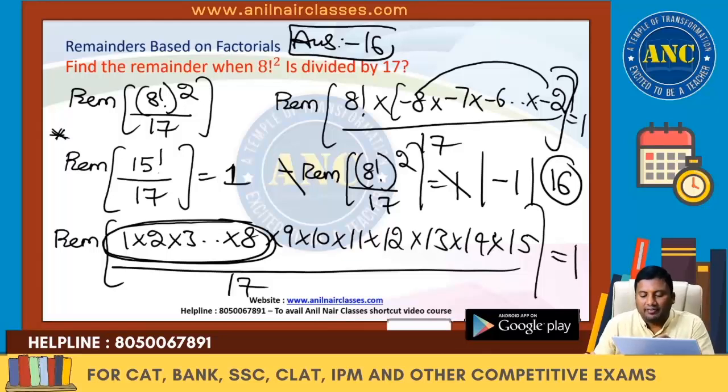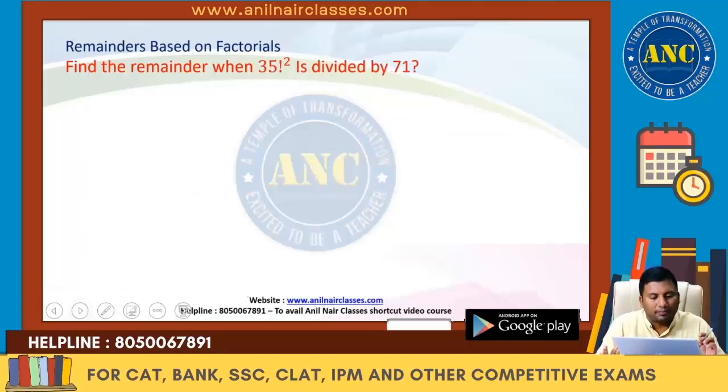a negative sign. 8 factorial into 8 factorial, 8 factorial. Minus is outside. If I multiply by minus 1, I will get a positive remainder, which is 16. Idea clear? One more question which we will solve. Remainder 1.